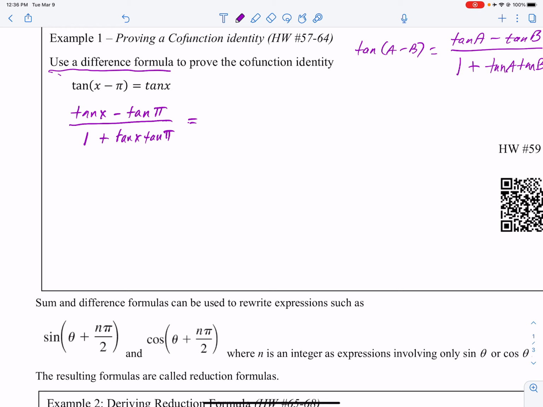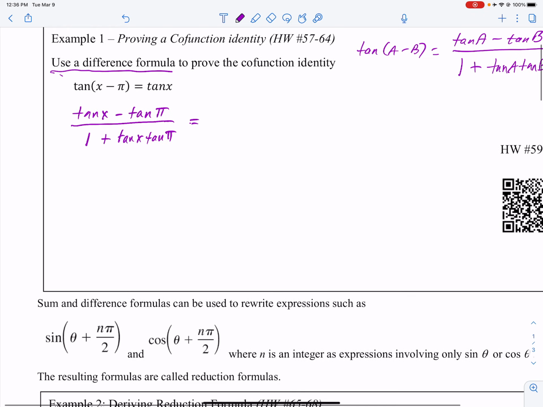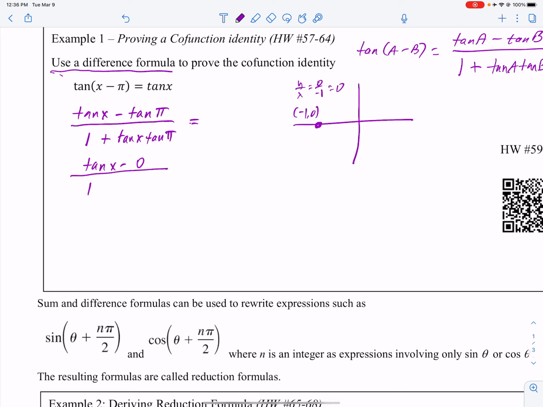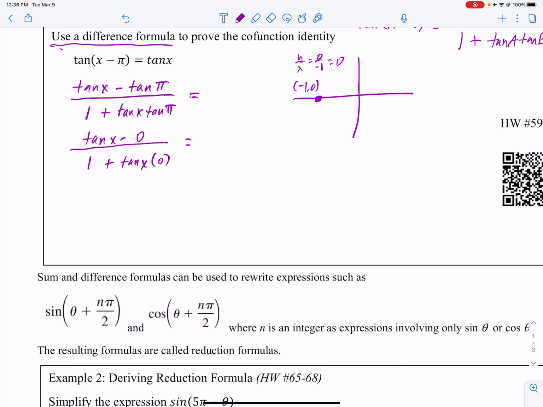Well, for tangent of x, we don't have a value. That's okay. But we do for pi. And for pi, we're at -1, 0 on the unit circle. And tangent is your y over your x, so it's your 0 over -1. So tangent of pi is 0. So in here, we're going to show that substitution specifically. Make sure you show that you're substituting in that 0 for tangent of pi, so I can see that you knew the tangent of pi was 0. If you don't do that substitution, you won't be getting credit.